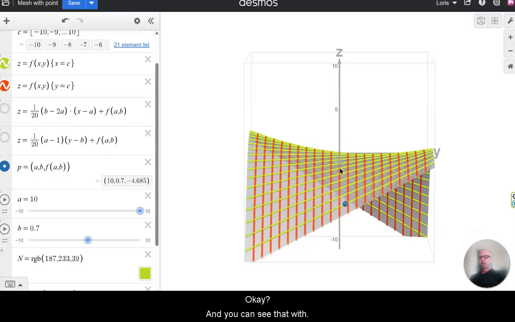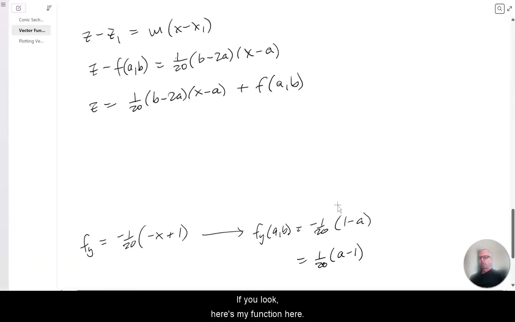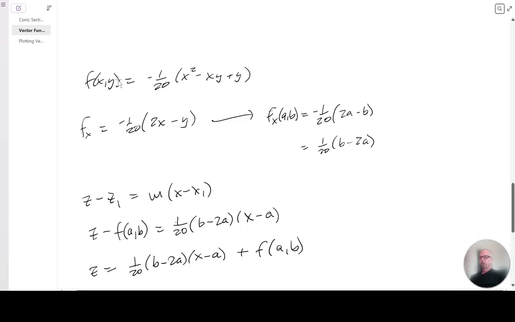Okay? And you can see that here's my function. I take the partial derivative with respect to x, and from this function I get (1/20)b minus 2a. So this means that if a is positive and b is positive, in other words, when x is on the positive side of the z-axis, then my derivative is going to be negative, as long as b is greater than a or something like that.